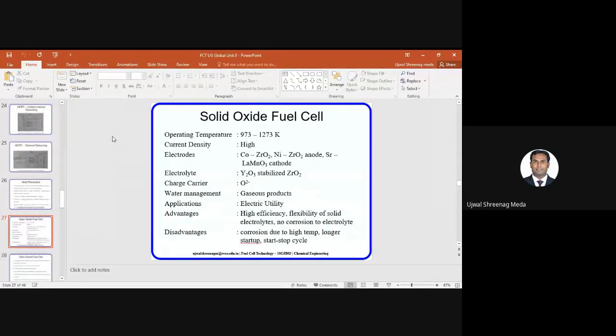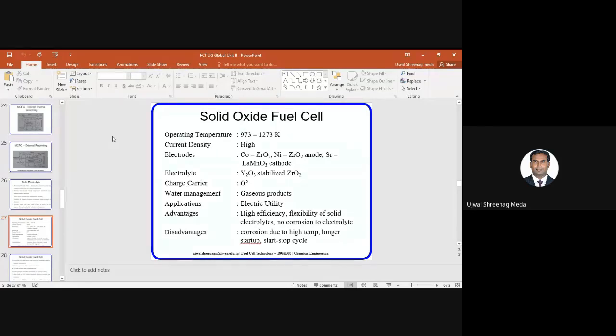With this background, if we proceed, coming to the overview of SOFC. As usual, if we start with the operating temperature, it is 973 to 1273 Kelvin. So usually most of the fuel cells operate from 800 to 1100 degrees centigrade.